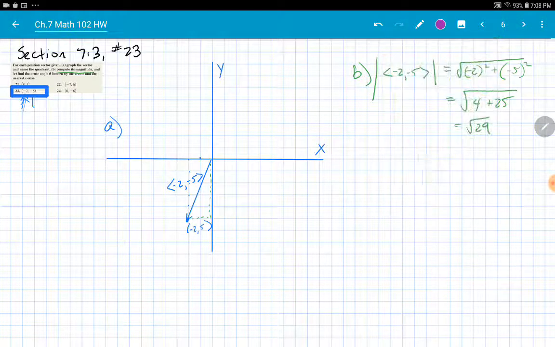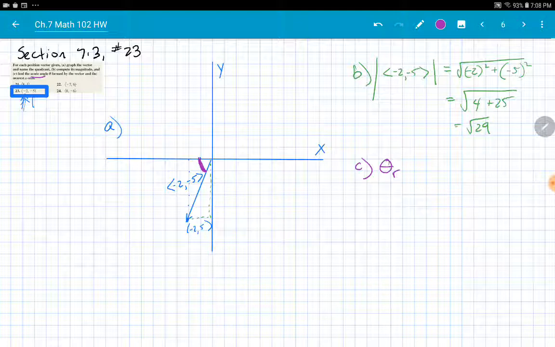And then C. In C, we're looking for that acute angle, the angle between the vector and the nearest x-axis. That's like the reference angle from previous units, so I'll call that theta r. And that angle I can find using tangent.